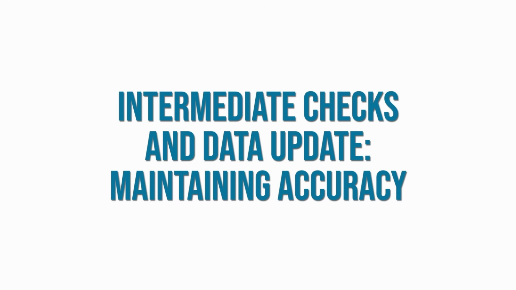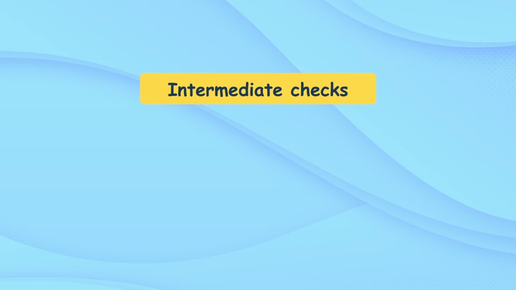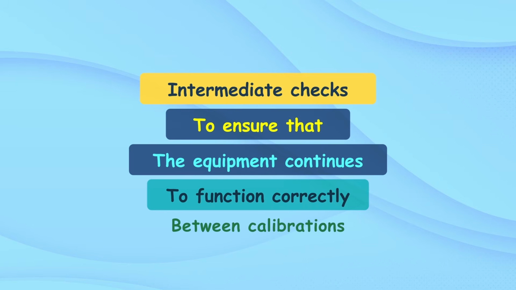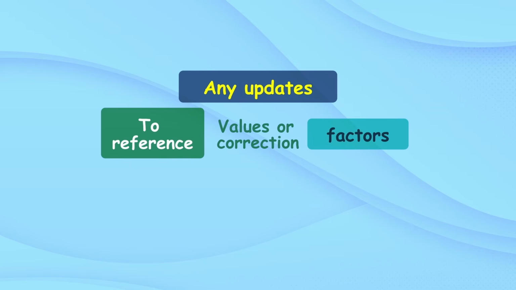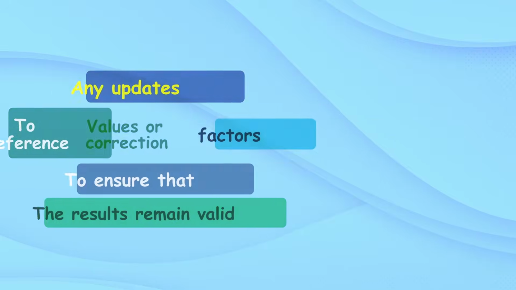Intermediate checks and data update. Maintaining accuracy. Intermediate checks are necessary to ensure that the equipment continues to function correctly between calibrations. In addition, any updates to reference values or correction factors must be implemented to ensure that the results remain valid.